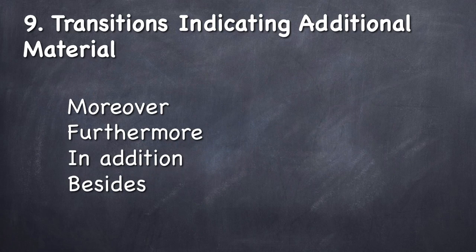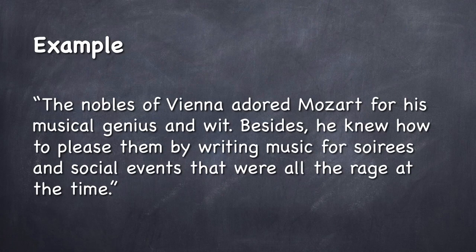There we go. Number 9. Transitions indicating additional material. These are also very powerful because they allow you to expand. These are such words and phrases as moreover, furthermore, in addition, besides. Here's an example. The nobles of Vienna adored Mozart for his musical genius and wit. Besides, he knew how to please them by writing music for soirees and social events that were all the rage at the time. There we go.